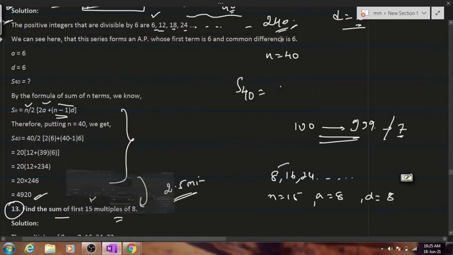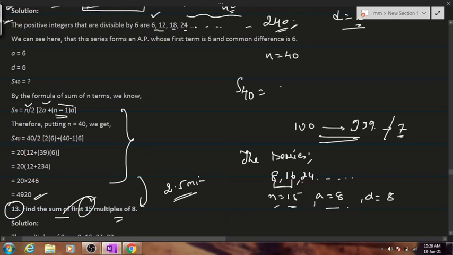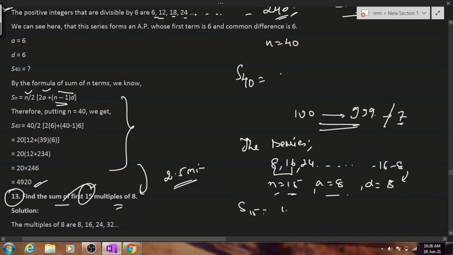Now, how many have got this answer? Please tell me. The series formation will be as such: 8, 16, 24 and goes on. So your n will become 15 because you have to calculate the sum of the first 15 multiples of 8, and a obviously will be the first term, and d will be the common difference, 16 minus 8. It will give you 8. Now you'll have to calculate S15, which will be equal to 15 by 2 into 2a plus n minus 1 into d.